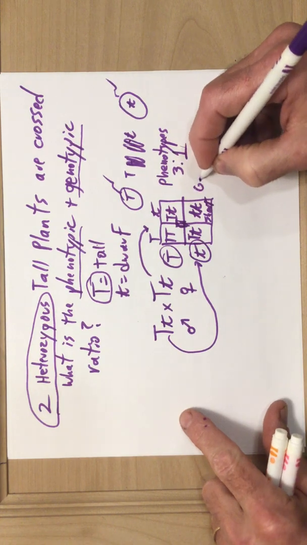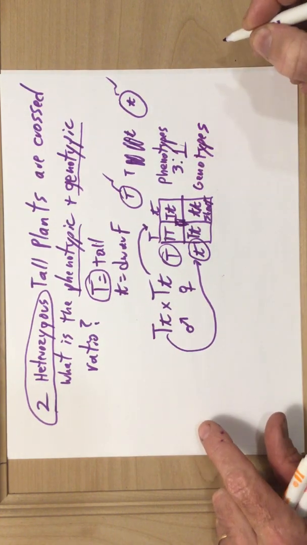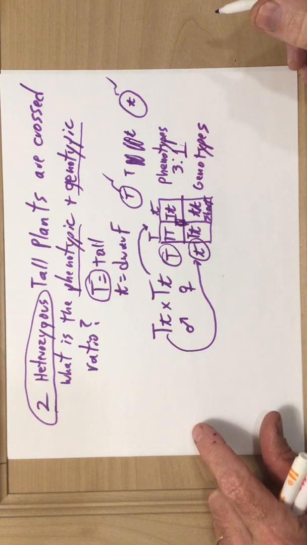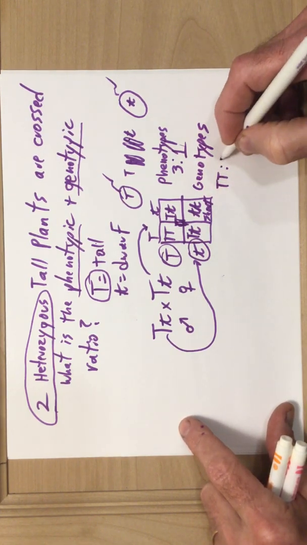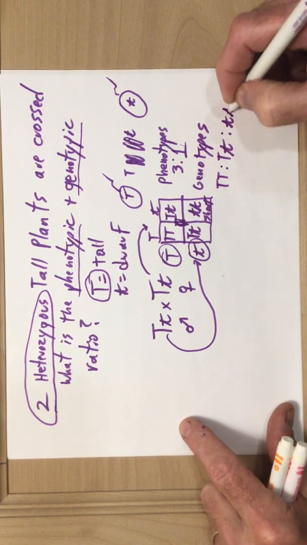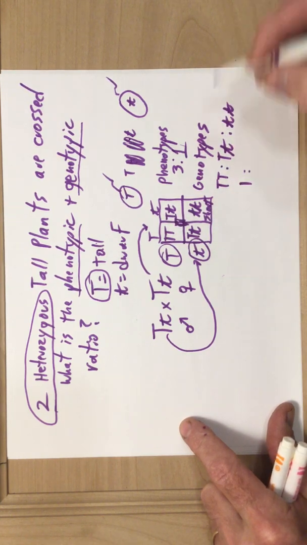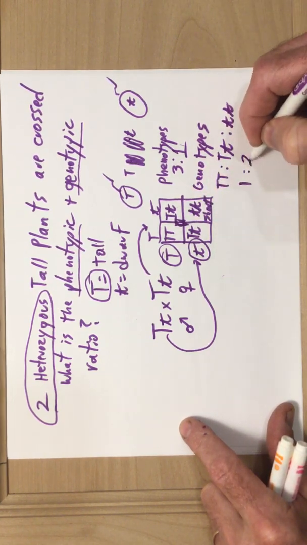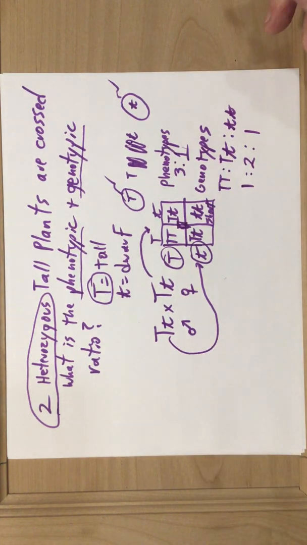Now let's talk about the genotypes. The genotypic ratio is going to be a little bit different because there's actually 3 genotypes. There's big T, big T, and there's little t. Okay, so there's the big T. For every one of those, there's going to be 2 of those, and there's only going to be 1 of those. So the genotypic ratio is a 1 to 2 to 1 ratio.